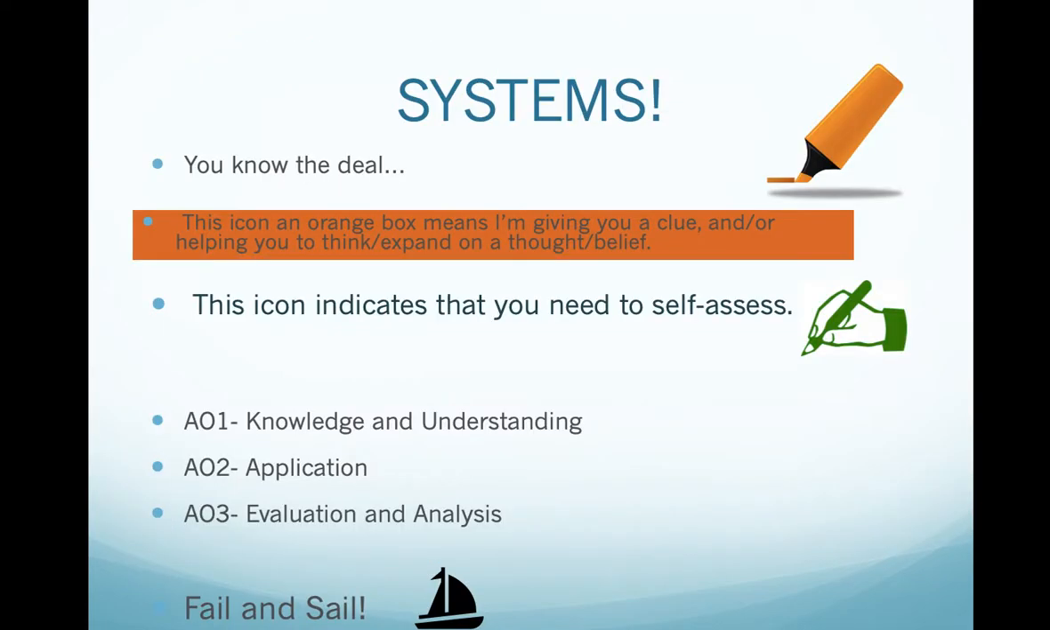Okay, so some systems to remember. You know the deal. Your orange highlighter means I'm giving you a clue, or even if I've written something in orange, it means I'm giving you a quick clue. I want you to expand on a belief, or I want you to tell me what you really think, and I'll help you with that. Your green pencil means I just want you to self-assess.